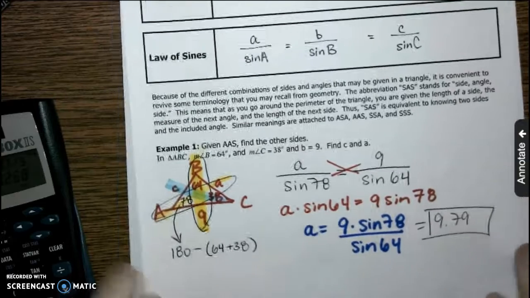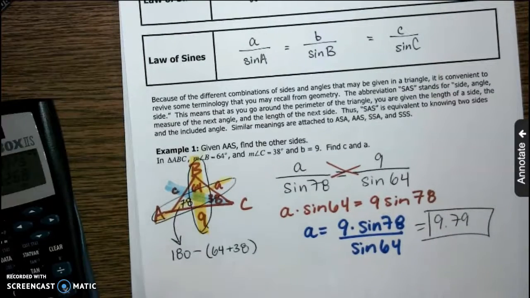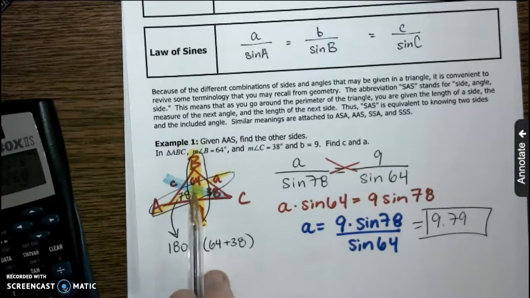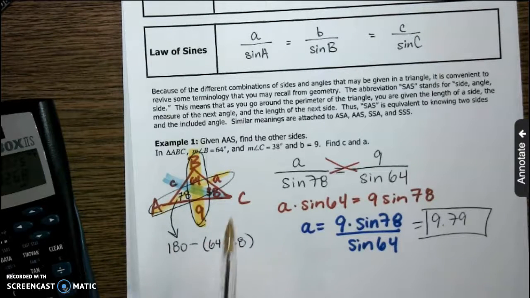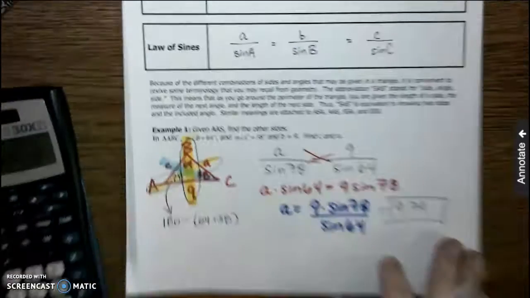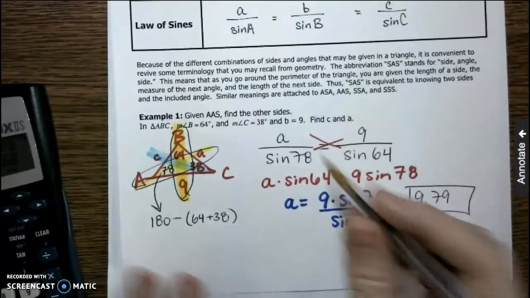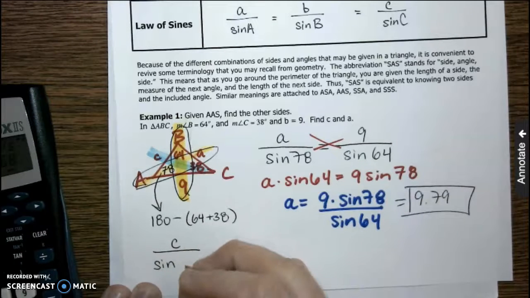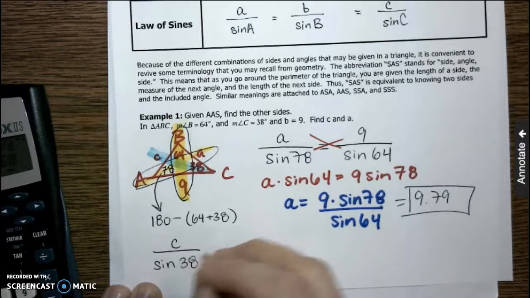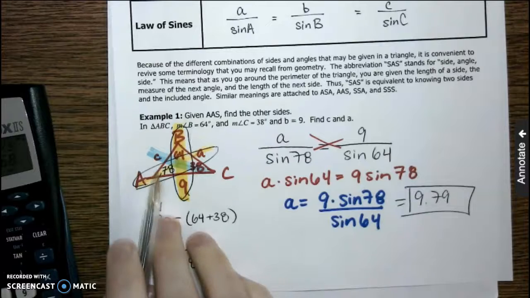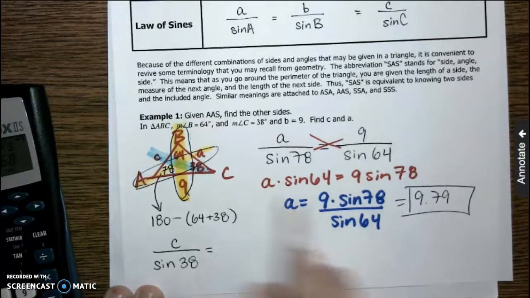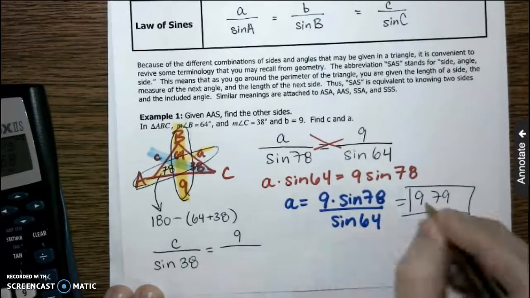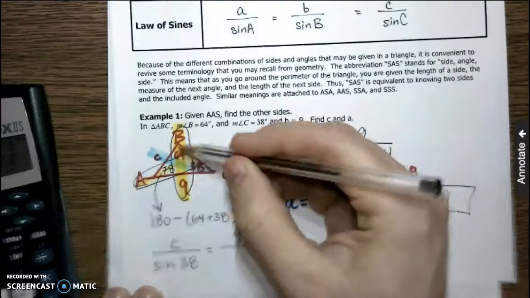Now let's set up the proportion to find C. Let me remind you, you cannot use the Pythagorean theorem to find C because it's not a right triangle. So you can't just do a squared plus b squared equals c squared. You're going to have to set up this proportion like we just did for A. So if I'm looking for side C, I'm going to put that over sine of angle C, which happens to be 38. And I'm going to use B again, just in case you got A wrong. Try to use the one that the problem gave you, if you can. So 9 over sine of 64.